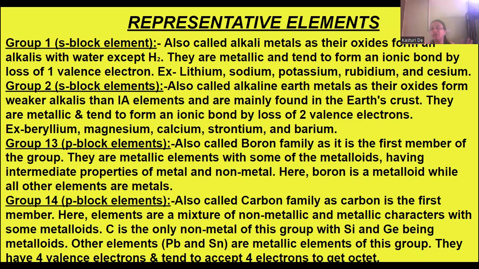So, all three types of elements are found in this group, in this family: metallic, non-metallic, as well as metalloids. Now, carbon is a non-metal of this group, silicon and germanium are metalloids, whereas lead and tin are metallic elements. Lead and tin are metallic. Silicon and germanium are metalloids, and carbon is a non-metal. So all three types of elements are found in this family.